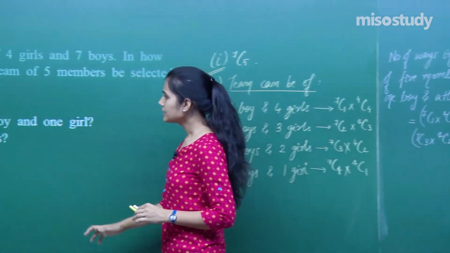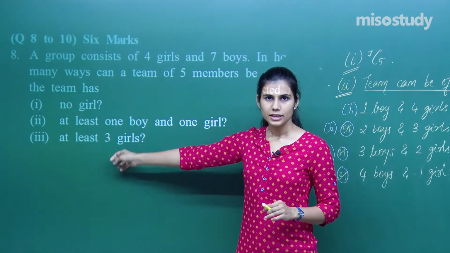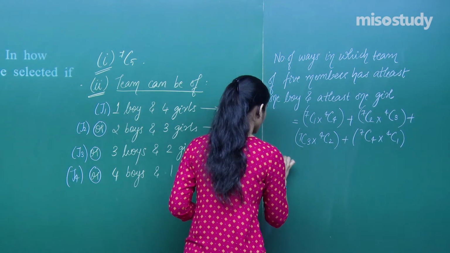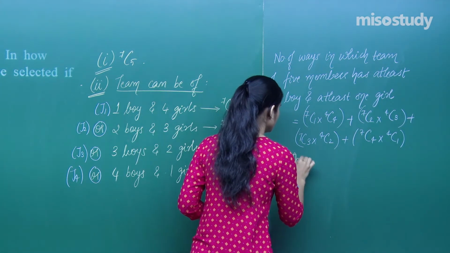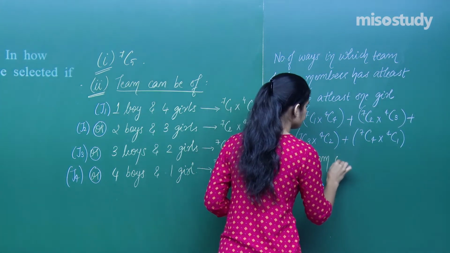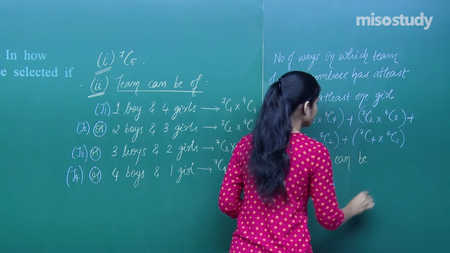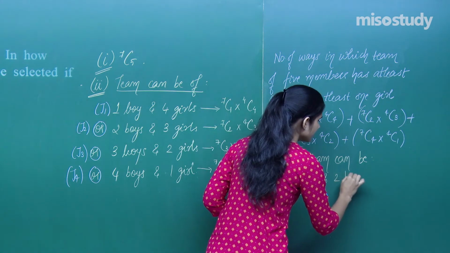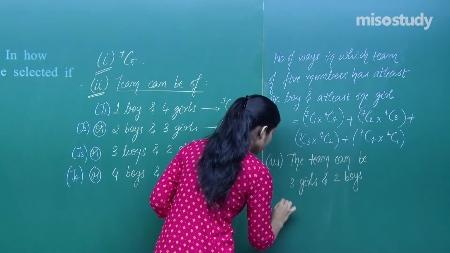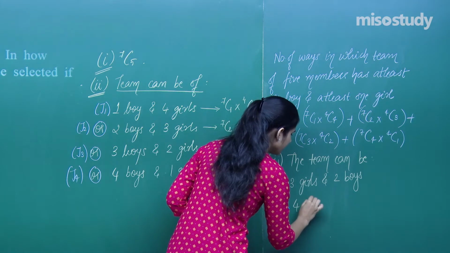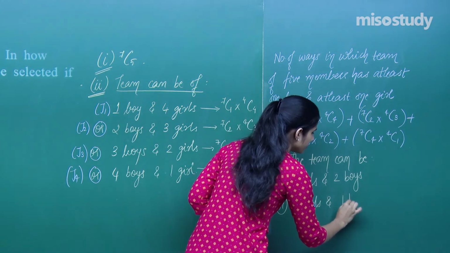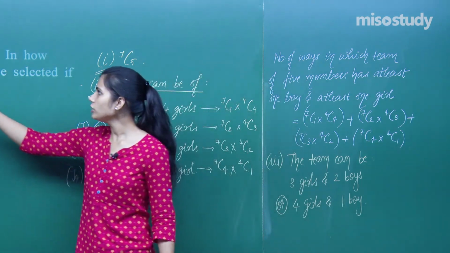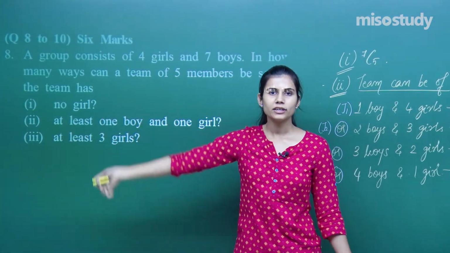Third says at least 3 girls should be there. Now at least 3 girls can be there in what all situations? The team can be at least 3 girls. So 3 girls are there and keep 2 boys, or 4 girls are there and 1 boy. There is no other situation. You cannot keep 5 girls because all in all you have only 4 girls with you.